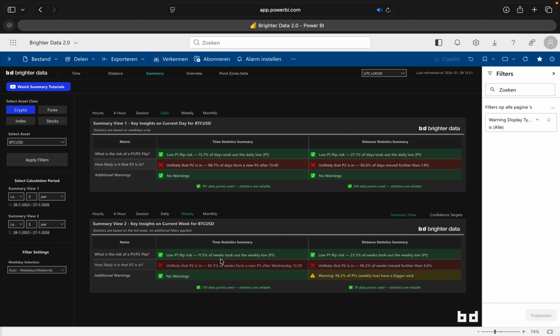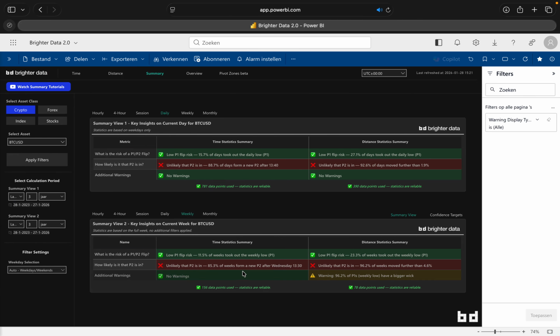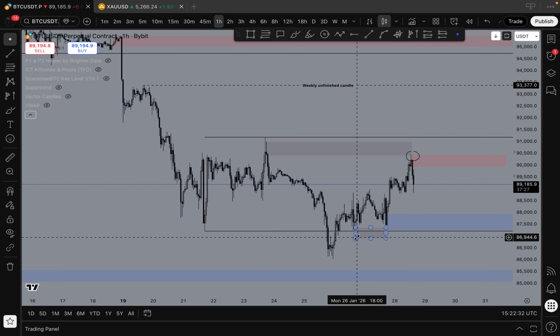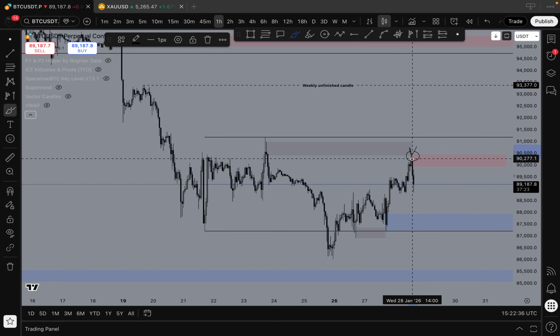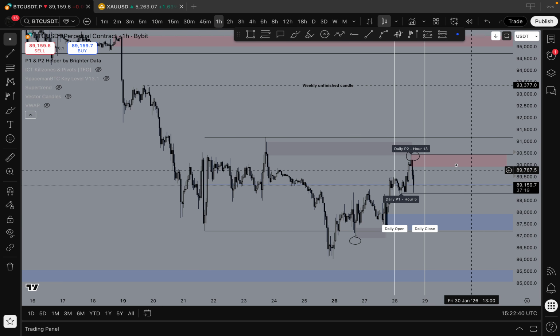But here we can see 12% of the days took out weekly P1 based on timing, and 23% took out the weekly P1 on distance. So low chance to take out the weekly low right there. And 85% of weeks form a new P2 on Wednesday, and 96% made a bigger move than 4.6%. So if this low holds, it is very unlikely that this high also holds. So then we have a big chance to make new weekly highs.